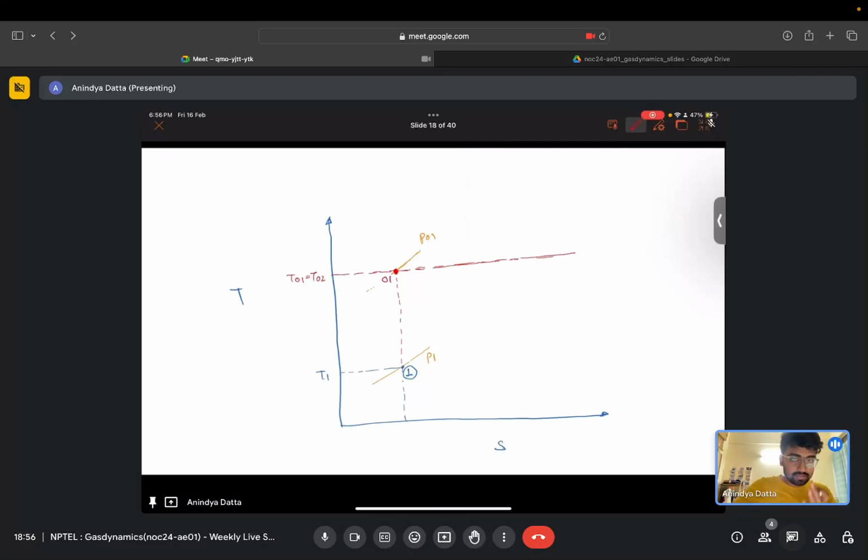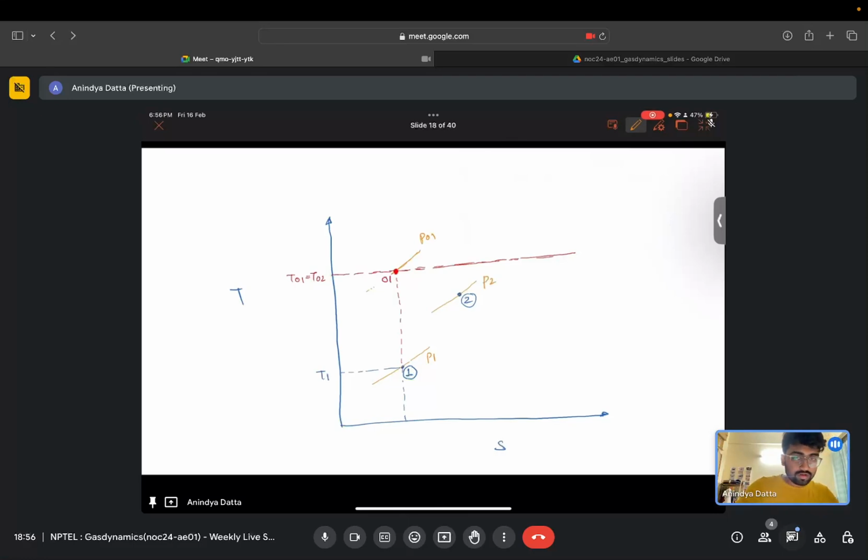So where will the state point 2 lie? We know temperature increases across the shock wave, right? And entropy also increases. So you have to go towards the top right. Okay, so let's say, just as an approximation, this is our point 2. So this will be our P2.